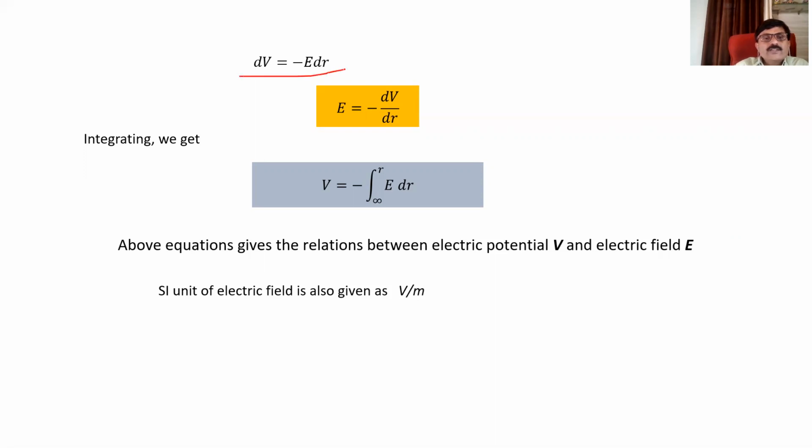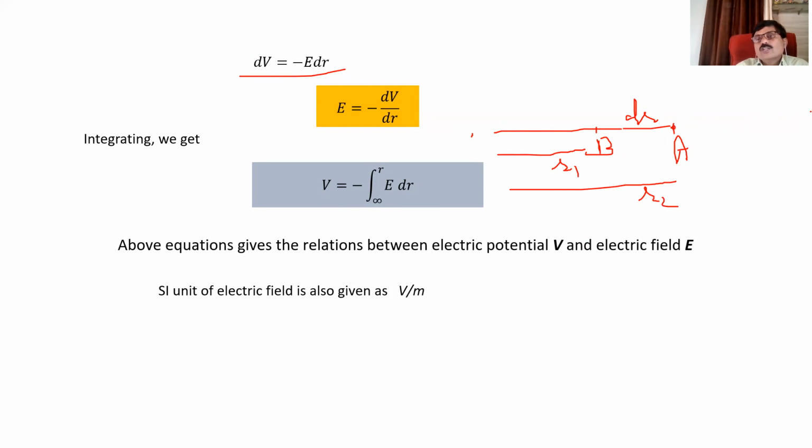We can integrate this equation. Integrating, we get V is equal to minus integration E dr. I have taken the limits of integration as infinity to r because we have assumed this point is B and suppose this point is A, and this distance is dr. And here is some charge. Suppose this distance is r1, and this distance is r2. So as per definition, what will be the work done?